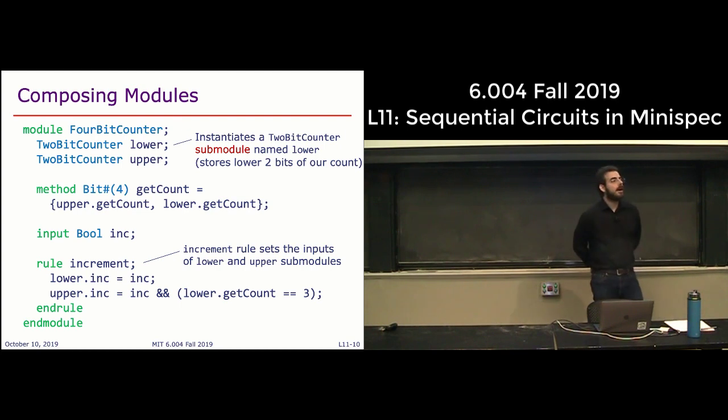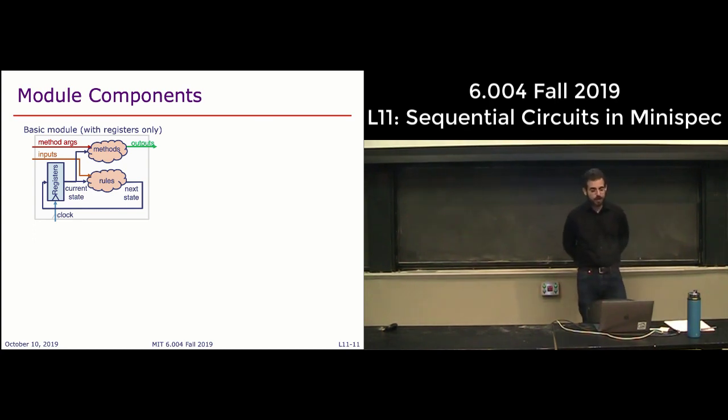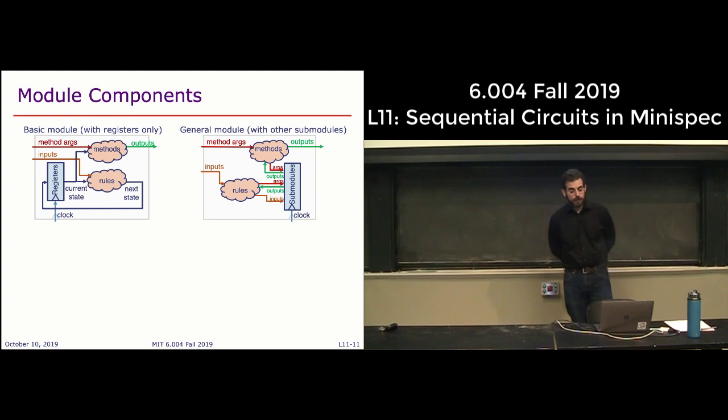Okay, any questions so far? So let's just draw a more general picture. We started with this picture of a basic module that just has registers, and then we split this blob of combinational logic into methods and rules. And then the more general submodule is something like this.